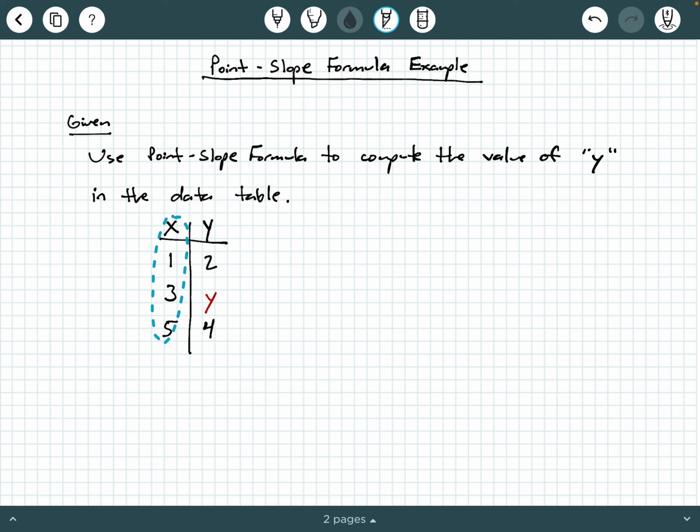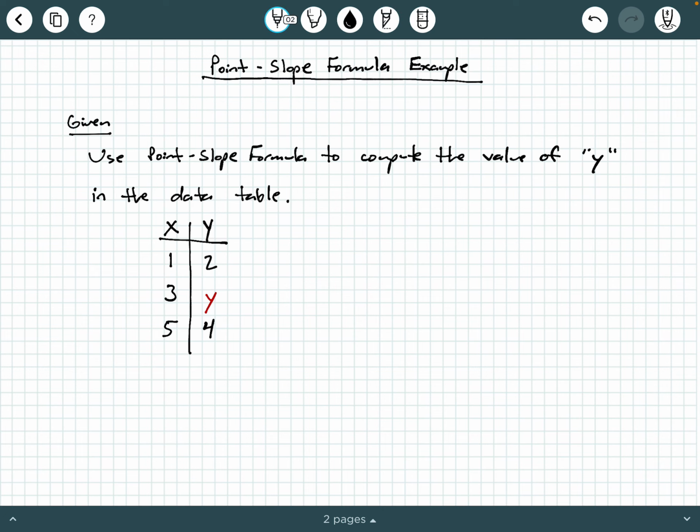Okay, so in this data table, we have this column of x values, which you can think of as independent variable values, and this column of y values, which you can think of as dependent variable values. We have two known ordered pairs: (1, 2) and (5, 4). We are being asked to use the point-slope formula to compute this unknown value of y that corresponds with an x value of 3. And if you notice, this x value of 3 is in between the known x values of 1 and 5, where we know some points.